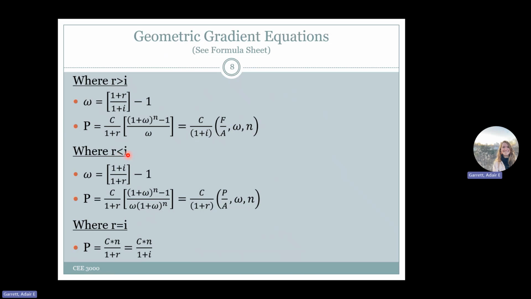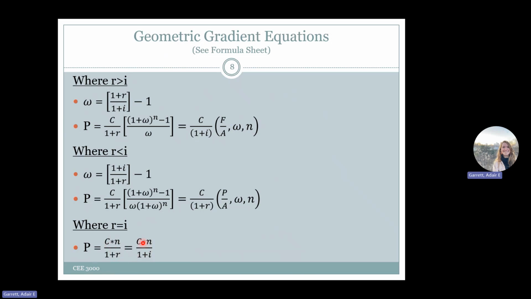When R is less than I, we can calculate omega in a different way. I want to highlight that we calculate omega differently depending on the relationship between our growth rate and our interest rate. And then similarly, we would calculate the present worth in a different way. If you're interested in seeing the process to get these formulas, the derivations are in the Engineering Economy Reader on pages 52 and 53. And then finally, we have the case where R is equal to I. You see that here it's the initial payment C times N, the number of time periods, over 1 plus R.